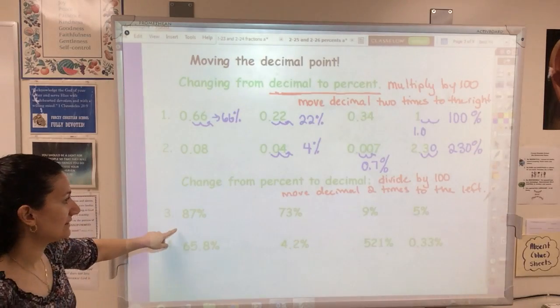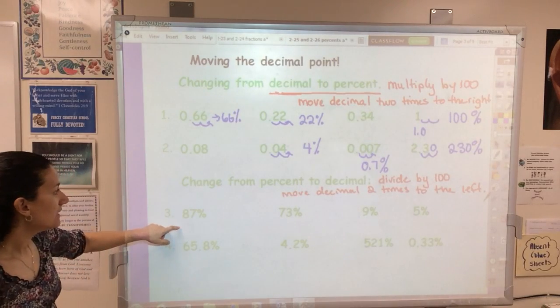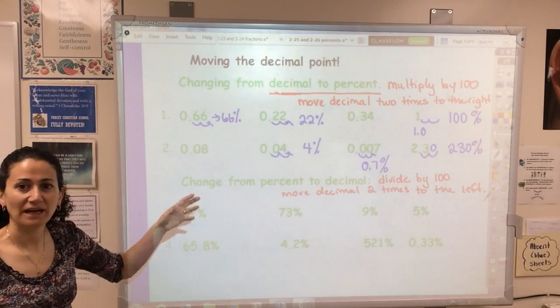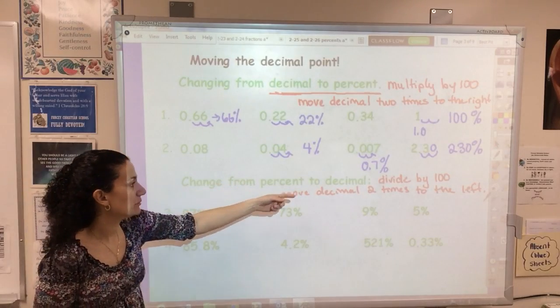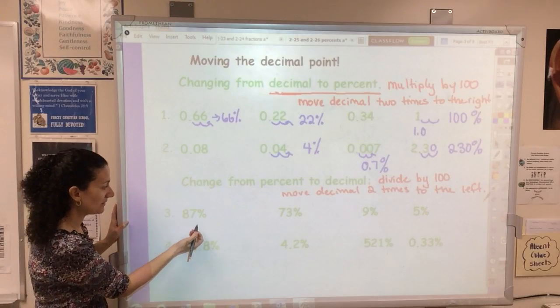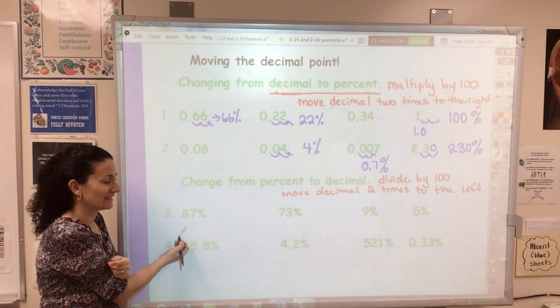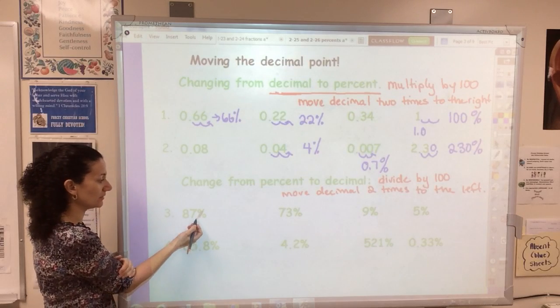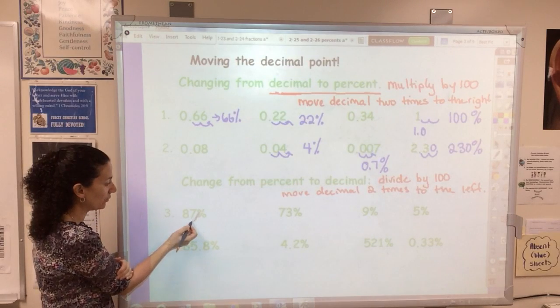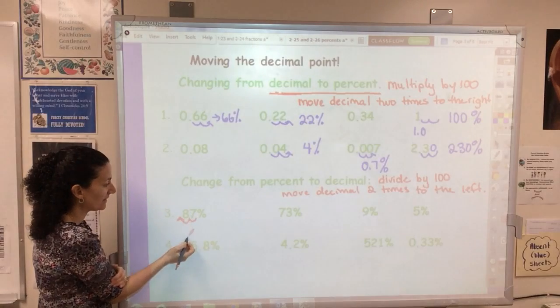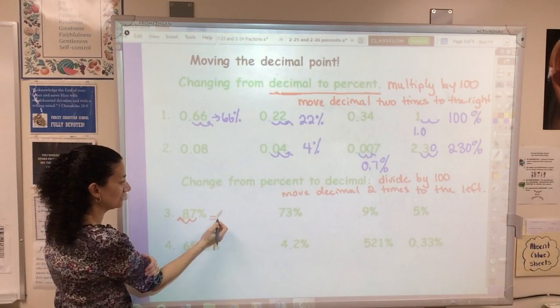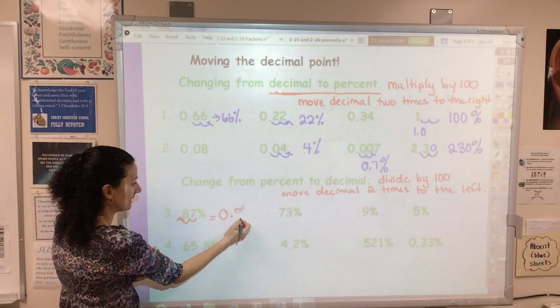All right, let's take a look at some examples here. So if I want to change 87% back to a decimal, I'm going to move the decimal point 2 times to the left. You may be thinking, Ms. Hill, I don't see it. Where's the decimal? Remember what I just said. If you don't see it, it's at the end of the number. So if I move it back 2 times, that 87% as a decimal is 0.87.